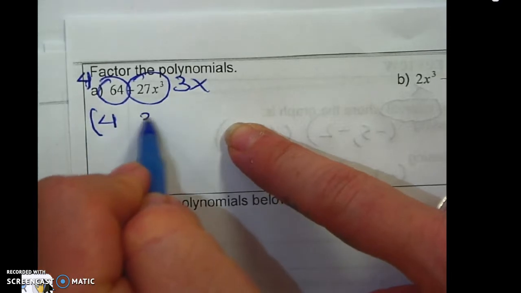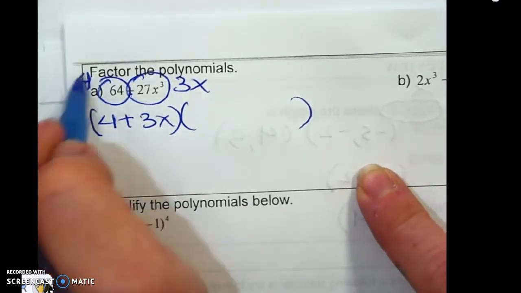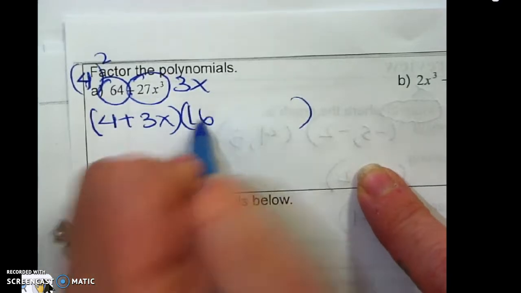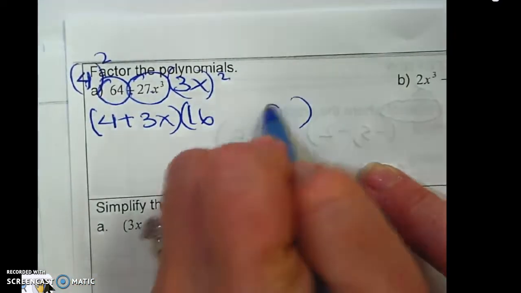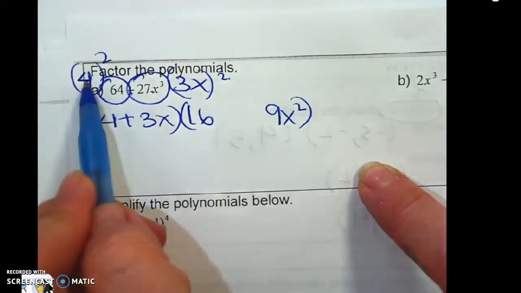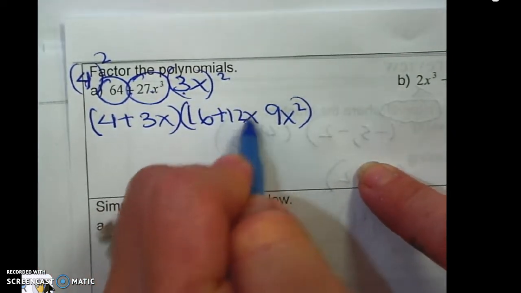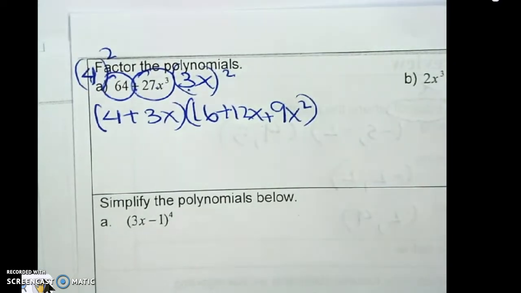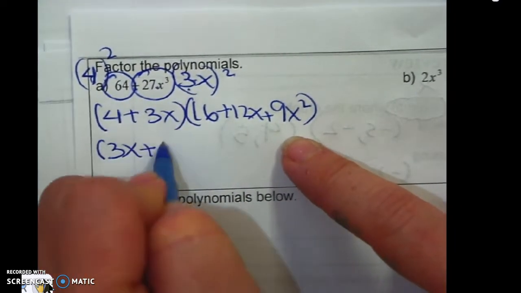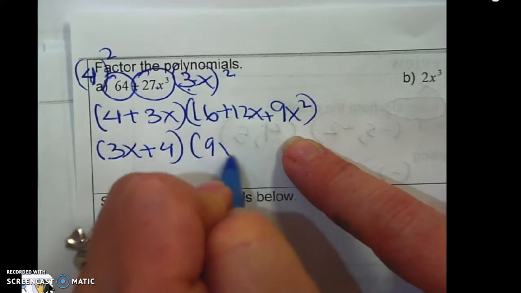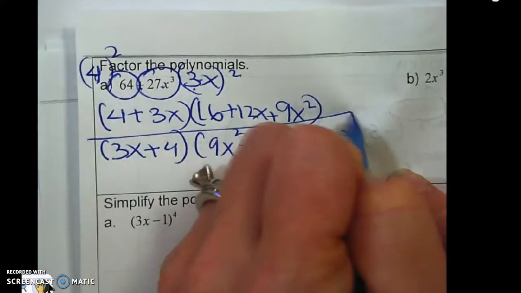First guy, last guy. Since this is plus, this is plus. Square the first one. Square the last one. Notice how I'm showing my work. 9x squared. Take these two, put them together. It means multiply. Plus 12x. Now the problem is it's not written in standard form, something I could have done in the beginning. 3x plus 4, 9x squared plus 12x plus 16.